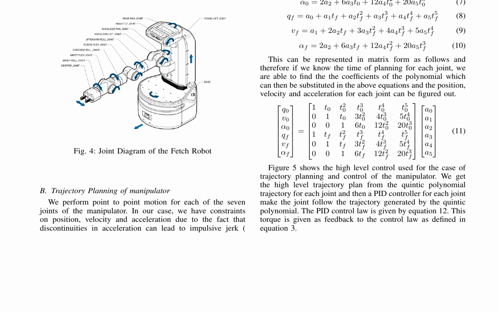The high-level control for trajectory planning and control of the manipulator is shown in Figure 5. The high-level trajectory plan is generated using the quintic polynomial trajectory for each joint, and a PID controller for each joint follows the trajectory generated by the quintic polynomial. The PID control law is given by equation 12, and the torque is given as feedback to the control law as defined in equation 3.